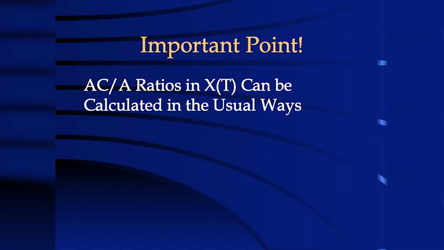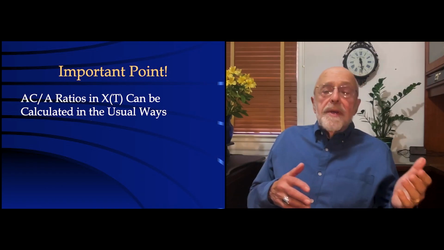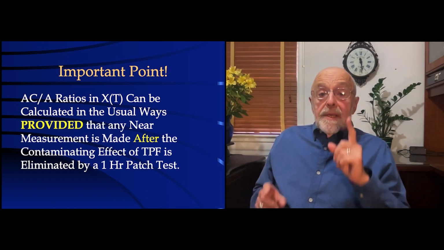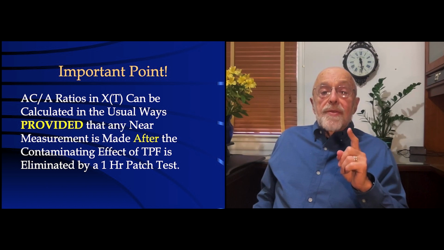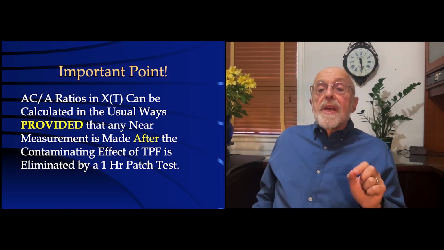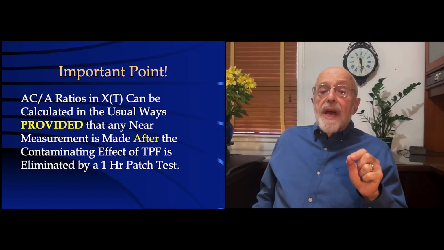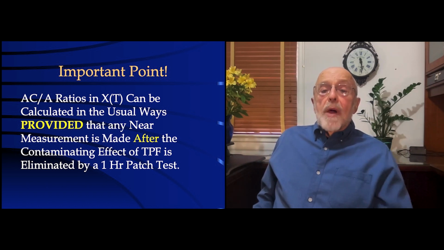So the important point I want to make is that ACA ratios in intermittent exotropia can be calculated in all the usual ways: gradient method, distance, near, heterophoria method, provided that any near measurement that goes into the calculation is made after the contaminating effect of TPF for the Scobee phenomenon is eliminated by a 1-hour patch test. That said, I want you to understand and beware of the rare patient that has a true high ACA ratio.